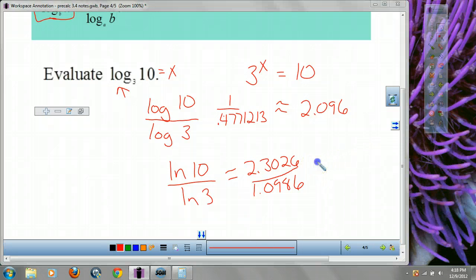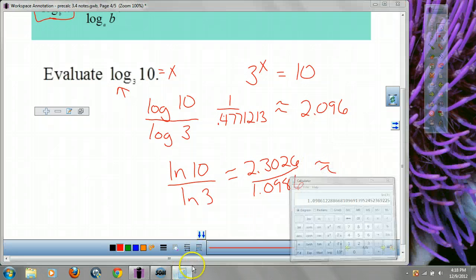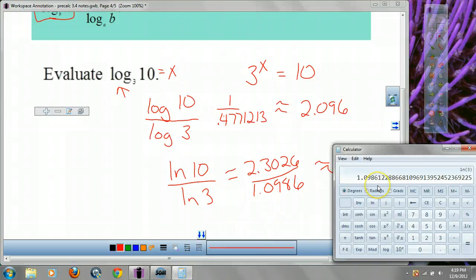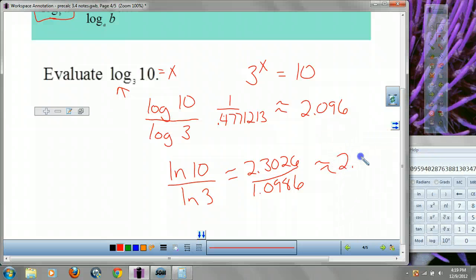Okay. And now I'm going to plug those in my calculator. So I have 2.3026 divided by 1.0986, and I get about, oh look at that, 2.096. Because I can change that to any base, guys. I could use log base 3, but these are the two in our calculators. Again, log of your 10 over log of 3, and it gives you your answer.